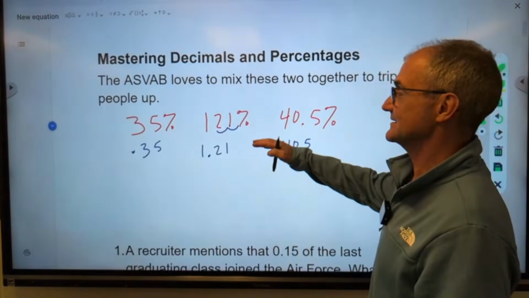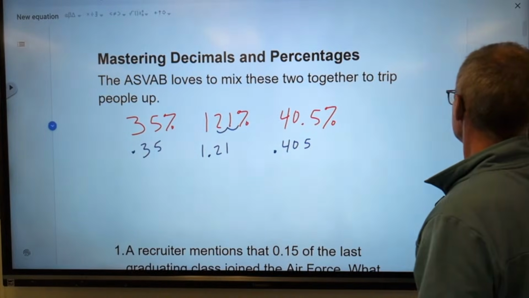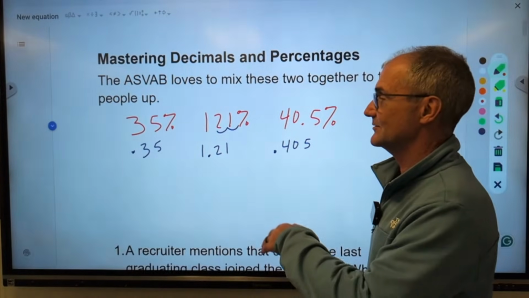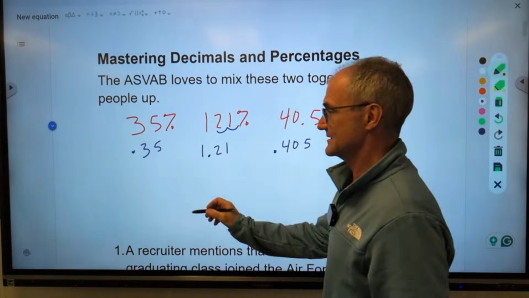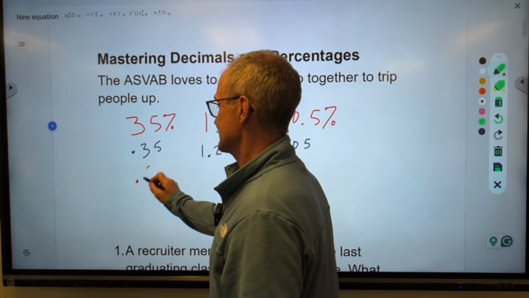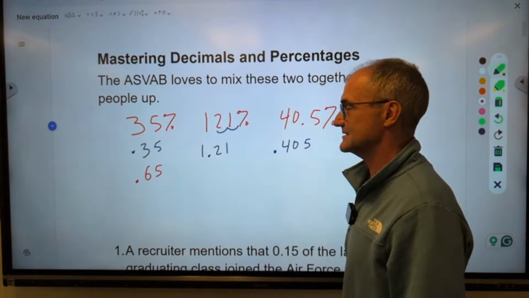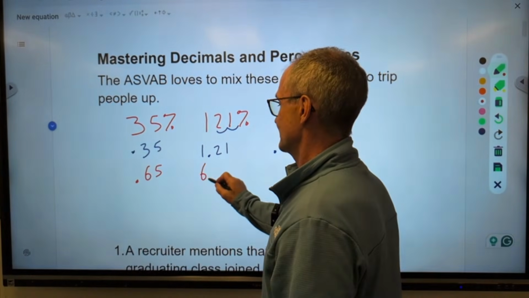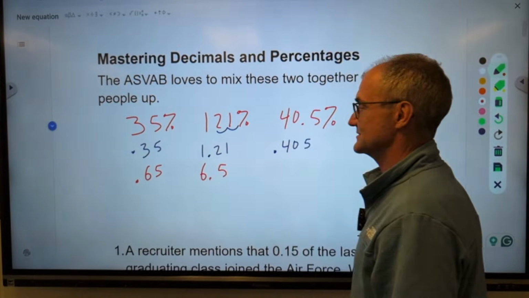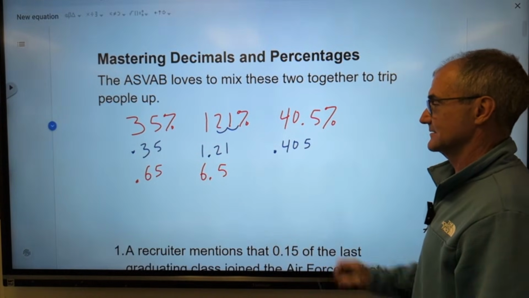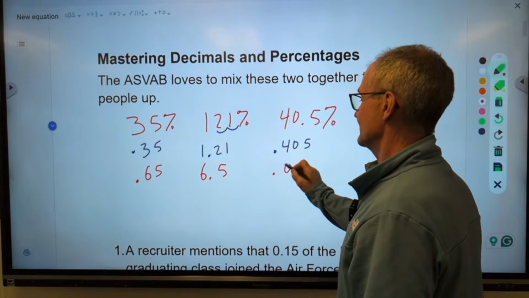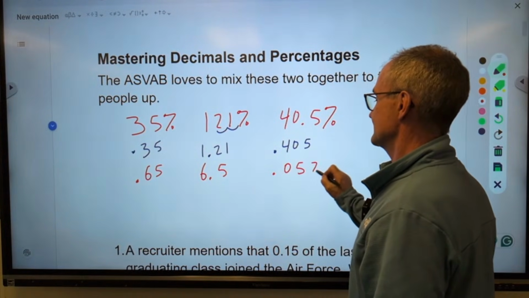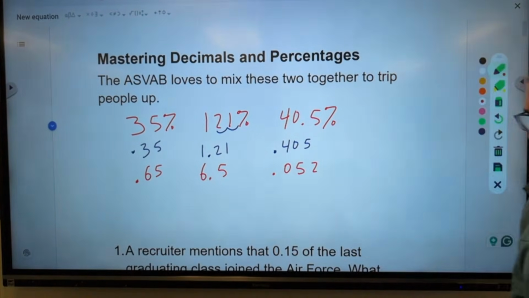Okay, so that's percent to decimal. Let's do a couple more here. Let's now go decimal to percent. So if I have 0.65, write that as a percent. 6.5, write that as a percent. 0.052, write that as a percent.